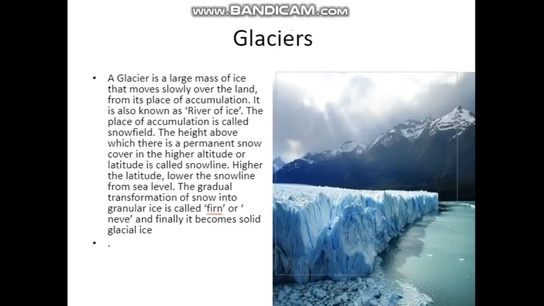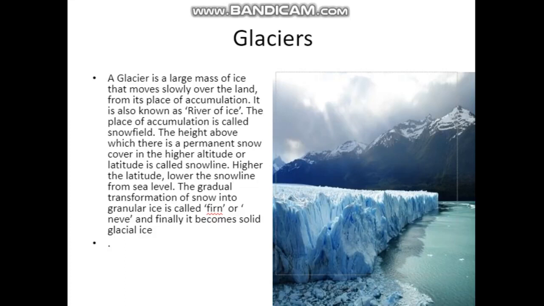Okay. Next one, glacier. You all know what you mean by glacier. A glacier is a large mass of ice. What do you mean by glaciers? Glacier means a large mass of ice that moves slowly over the land from its place of accumulation. What do you mean by accumulation? Accumulation means gathered together. More things are gathering. That is called accumulation. It is also known as river of ice. So, glacier is also called river of ice.